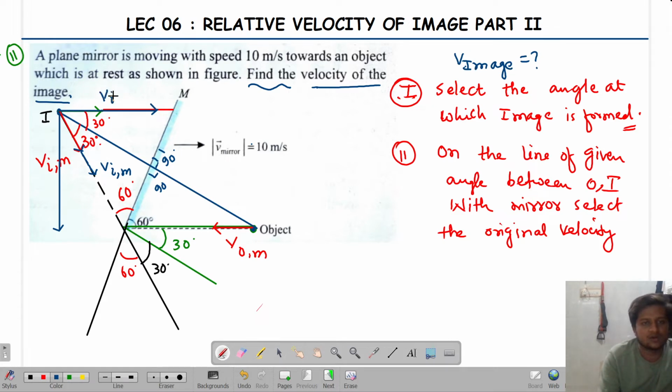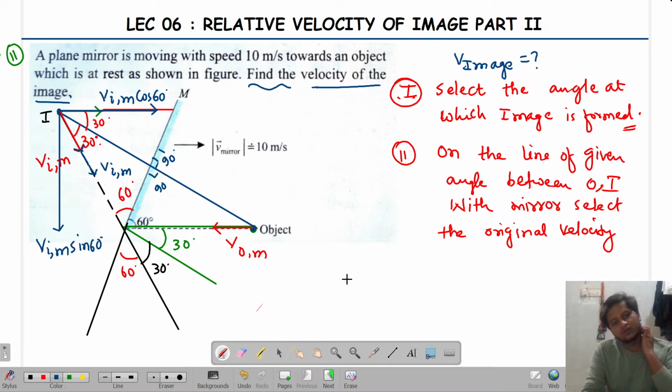So here it is v of image with respect to mirror cos 60, and here it is velocity of image with respect to mirror sin 60. Got it or not? Yes or no? Anuj, Gagan, yes or no? Understood now? Yes, sir.